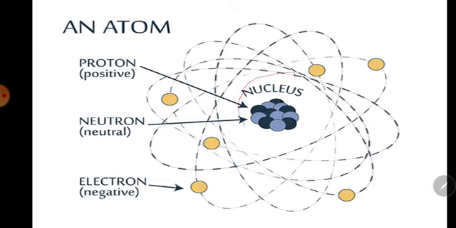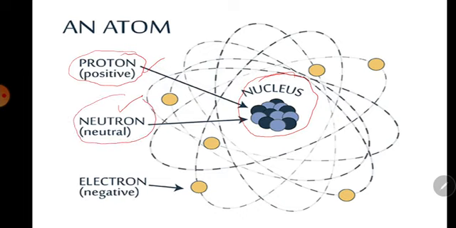This portion is called the nucleus. The nucleus contains neutrons and protons. Protons carry a positive charge and neutrons are neutral particles. Electrons revolve around the nucleus in fixed orbits called shells. Electrons have a negative charge.